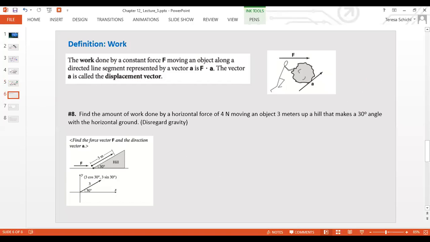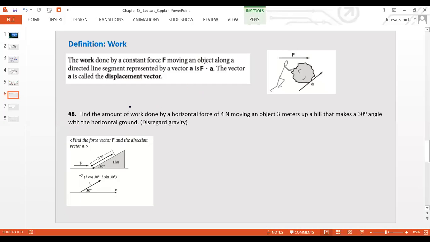If you are a physics major, this should sound very familiar. The work is done by a constant force moving an object along a directed line segment given by a vector A. So the work is F dot A. The vector A is what we call the displacement vector here.